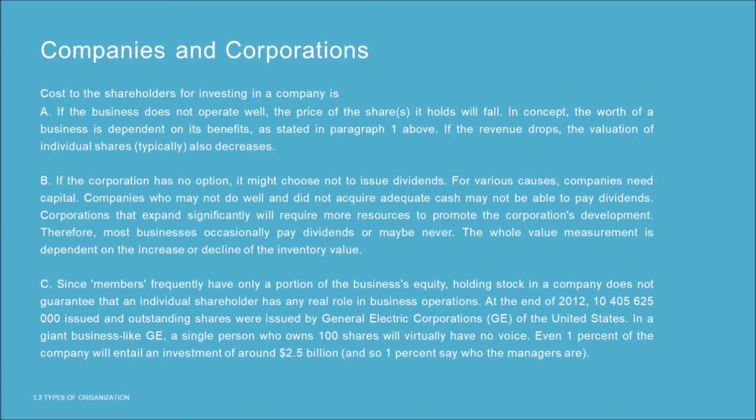At the end of 2012, 10,405,625,000 issued and outstanding shares were issued by General Electric Corporation, GE, of the United States. In a giant business like GE, a single person who owns 100 shares will virtually have no voice. Even 1% of the company will entail an investment of around $2.5 billion, and so 1% say who the managers are.